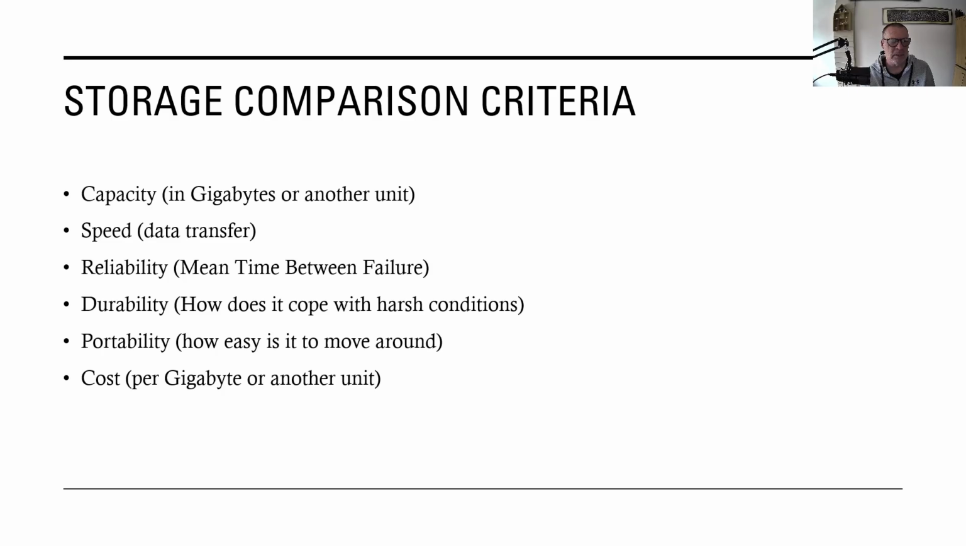Durability is different to reliability. Durability is how it copes with harsh conditions. So can it cope with being knocked, dropped, vibration, high temperatures? What kind of things can it cope with? Portability is how easy it is to move around. Is it small physically? Is it light? Does it need a lot of power, or can it be powered by battery? That all comes into portability. And then of course cost, but not the absolute cost, a cost per gigabyte or other unit of memory. So how much does it cost to actually store that amount of data?